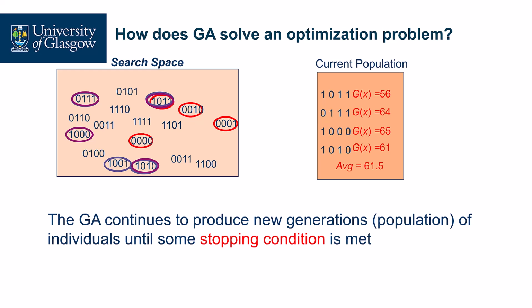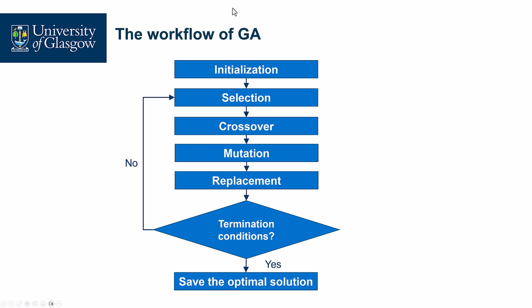So at last, we summarize the GA flow, right? In GA, we first do the initialization, then we do the selection based on survival of the fittest, then we do the crossover, then we do the mutation, then we do the replacement. If the termination conditions are not met, we repeat this process until they are met. Then we get the optimal solution that GA can find. Right, so this is the workflow of GA.